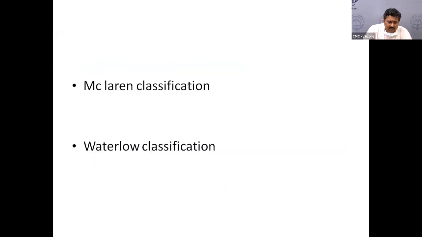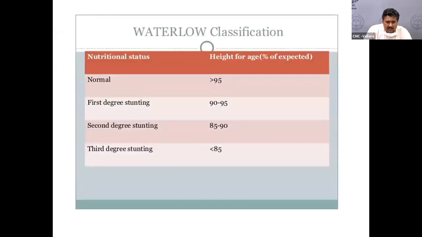You also have McLaren's and Waterlow classification, which is based on height for age. According to the severity, they have also classified stunting.